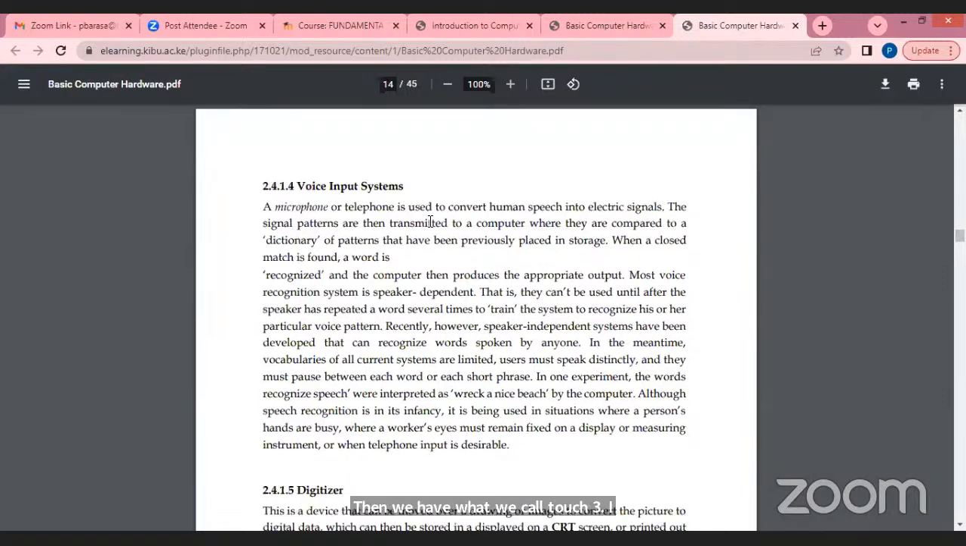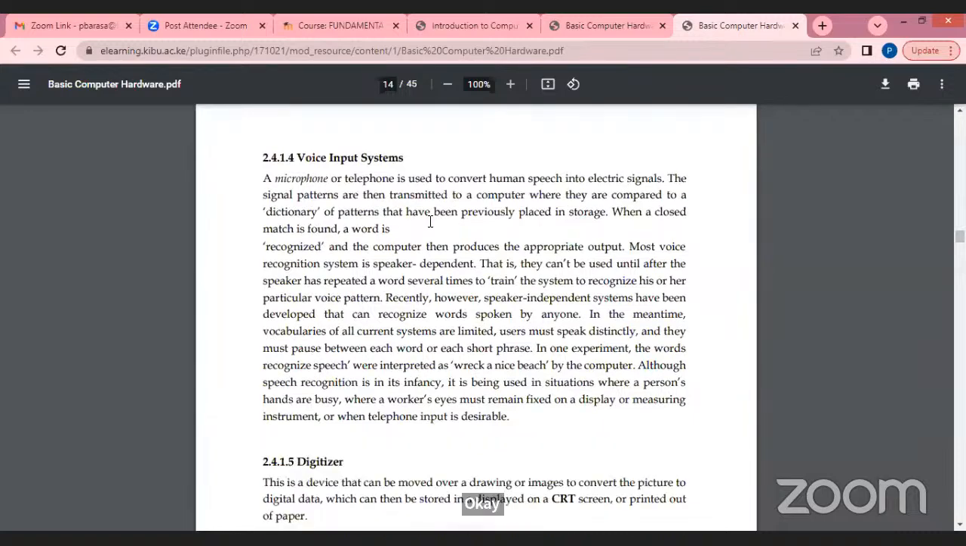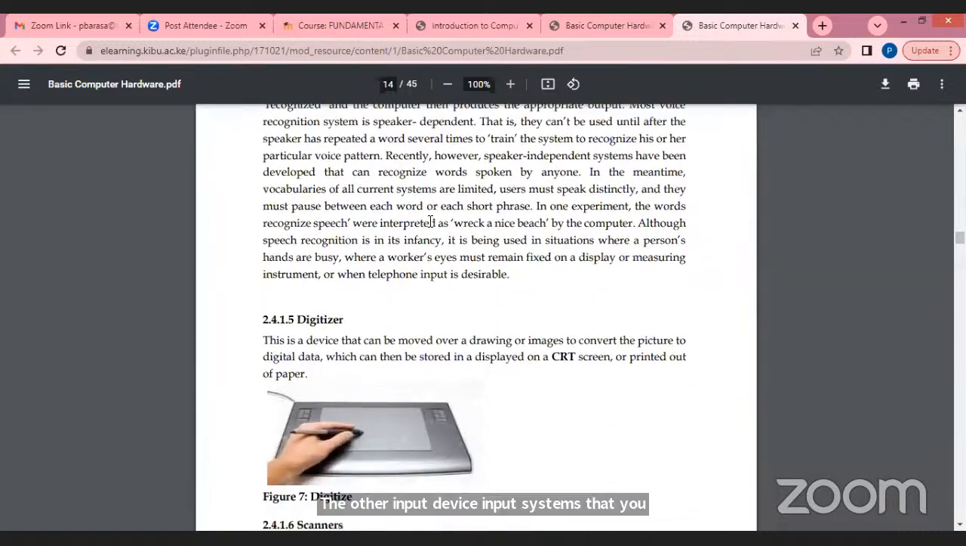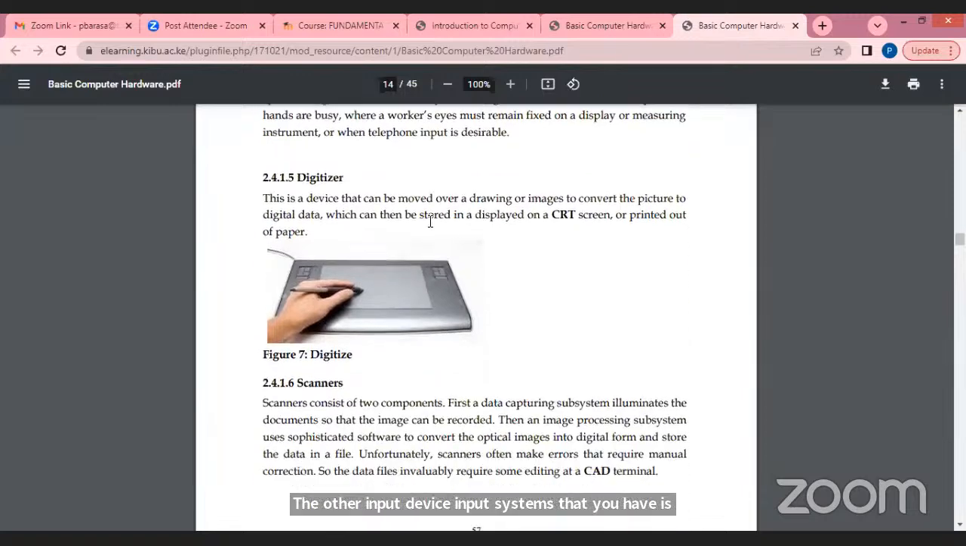The other input system that you have is what we call a microphone. You can also talk, and that is input. There is also software that, when installed, lets you just talk to the computer and it types what you say. Sometimes even in media, people talk and it automatically converts to text. So voice input is very important. Then we also have something called a digitizer.